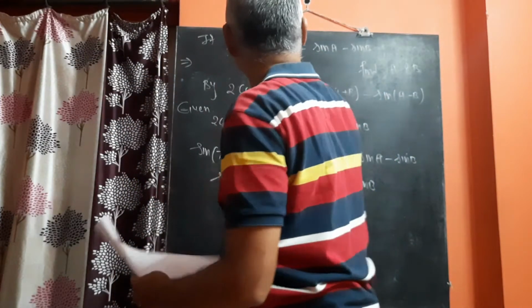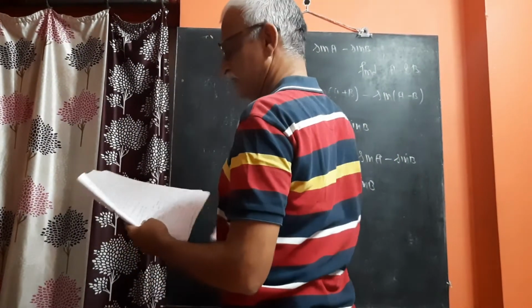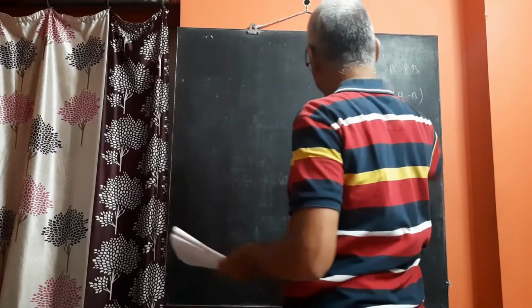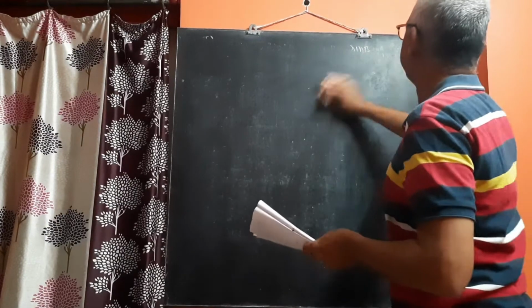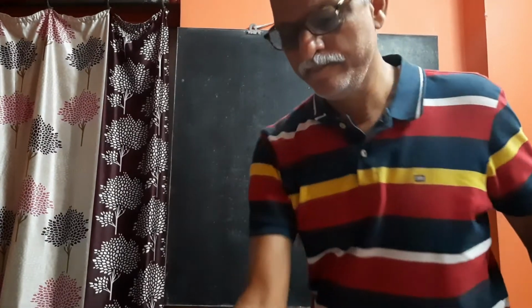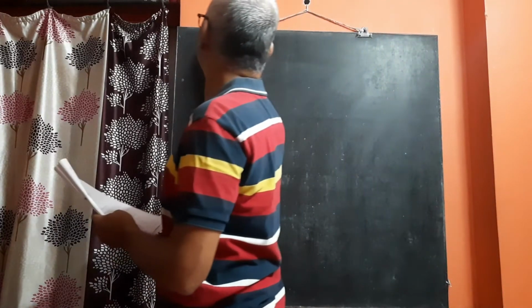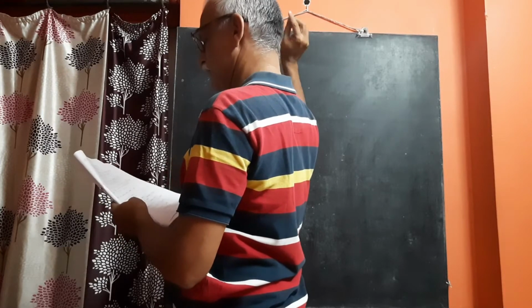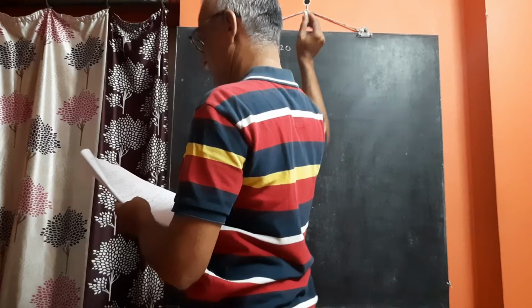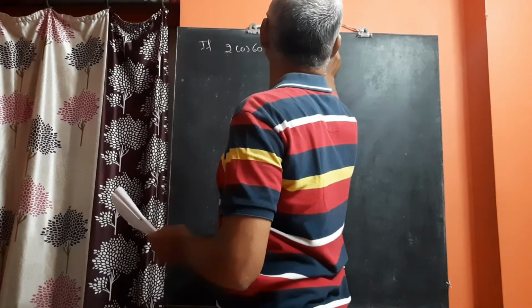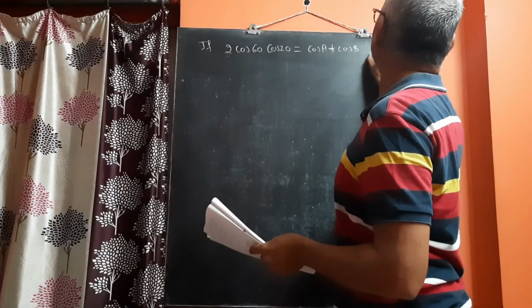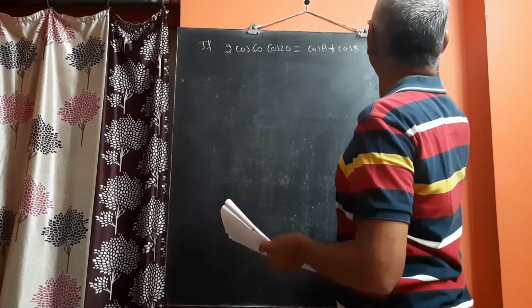The next one, again of the same type: if 2 cos 60 into cos 20 is equal to cos A plus cos B, find A and B.